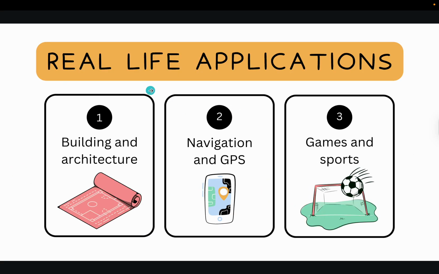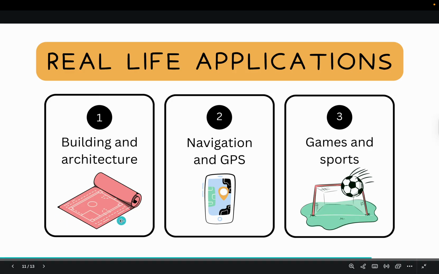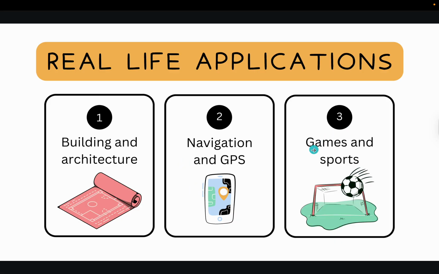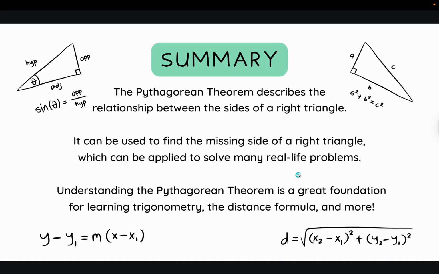All right, and then here's just some real life applications. So 1, buildings and architecture. A lot of engineers and architects and just all kinds of things in our world, in our cities and our towns need the Pythagorean theorem. We also use it in navigation and GPS and games and sports, surprisingly.